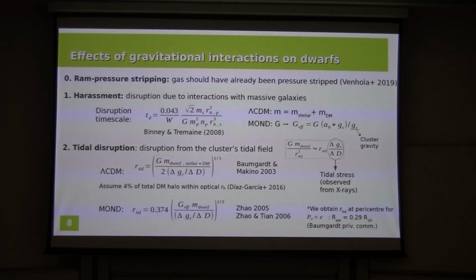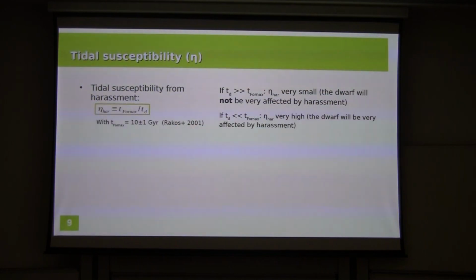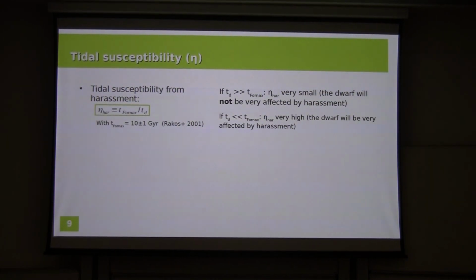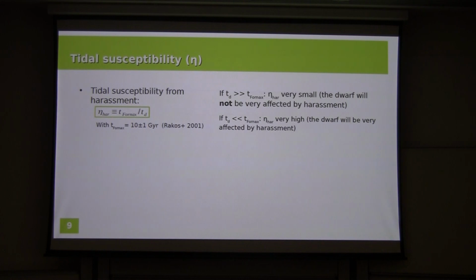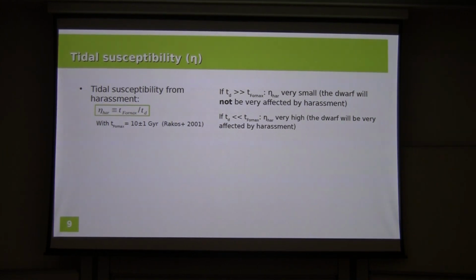So now that we have all these definitions for disruption timescale and our definitions for tidal radius, now we can actually calculate the tidal susceptibility of the dwarfs, depending on what phenomenon is disturbing them. So let's say that they are being disturbed by harassment. In this case, we would need to compare the disruption timescale of the dwarf with the age of the dwarf, or how long the dwarf has been in this cluster.